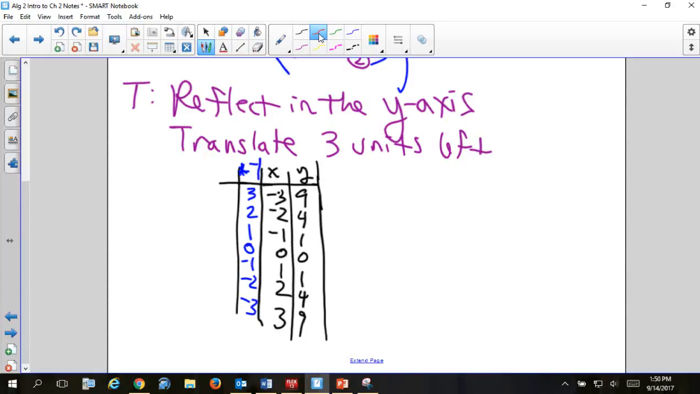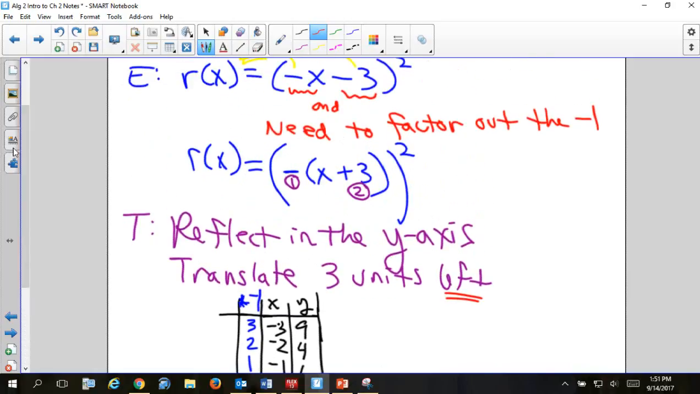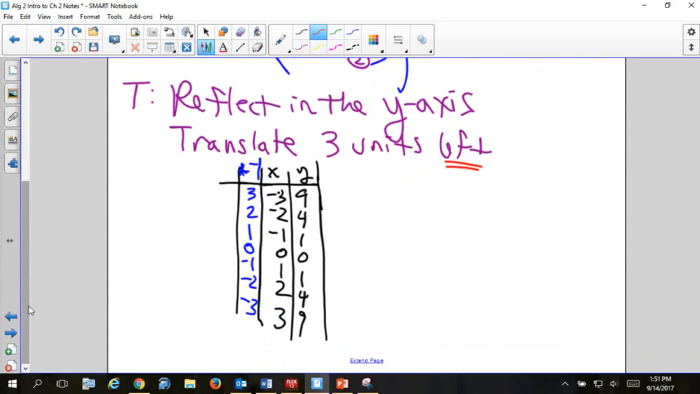Our second transformation is 3 units to the left. So is that going to be adding or subtracting 3 if we go to the left? Subtracting 3. We go to the left. Left is subtraction. In the equation it's add, right? But we actually go to the left. Subtract 3. So we're going to subtract 3 from all the x values.